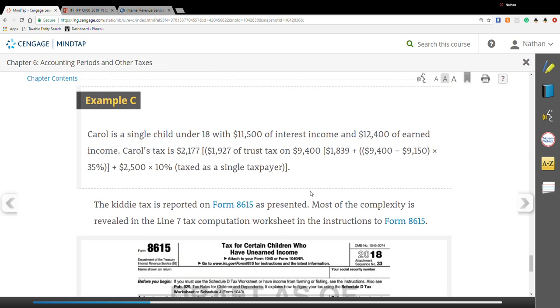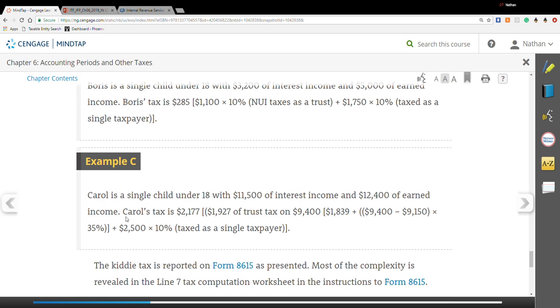Okay. The last one that we get is Carol, and she's a single taxpayer under 18. Again, with that 11,500 and interest income of 12,400. Carol's tax is a lot higher. Again, first off, we have 1,927 of trust tax on 9,400. So the way that they compute this, as you can see, we have 1,839.